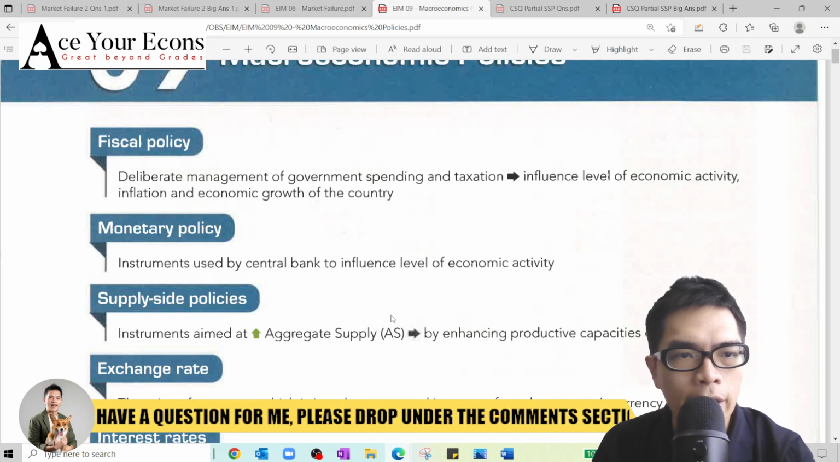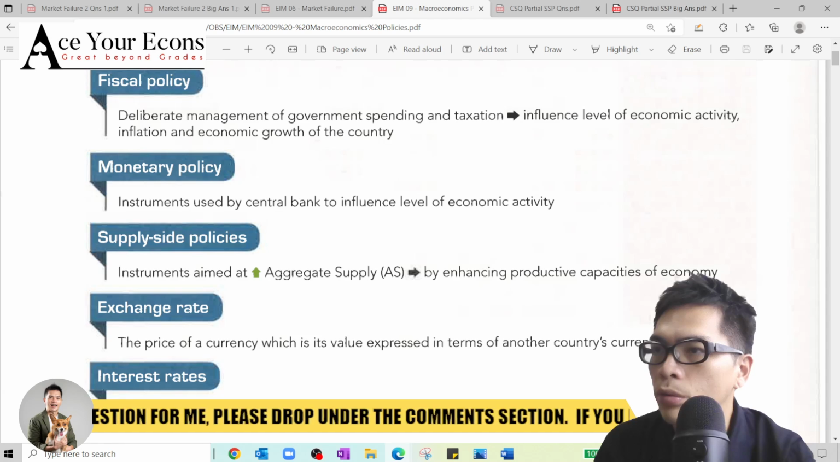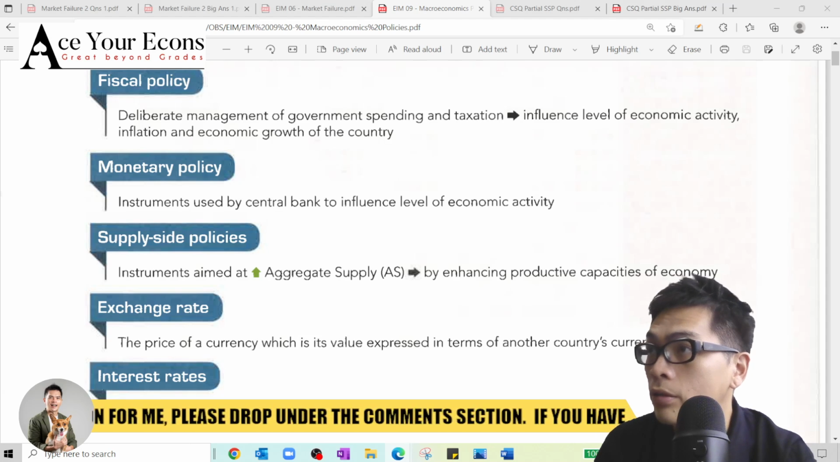So now let's look up the definition. The definition, we have your supply side policies. What do we have here? Give me a second. Let me open up something else.